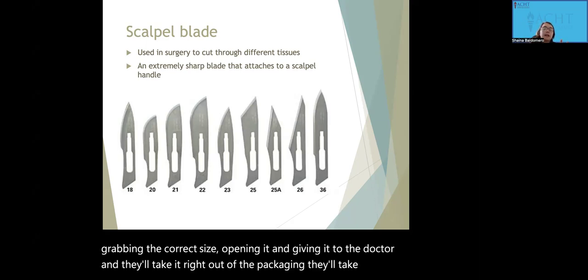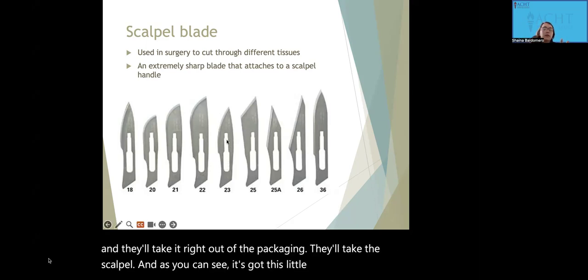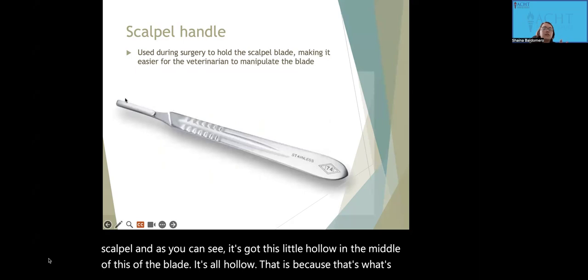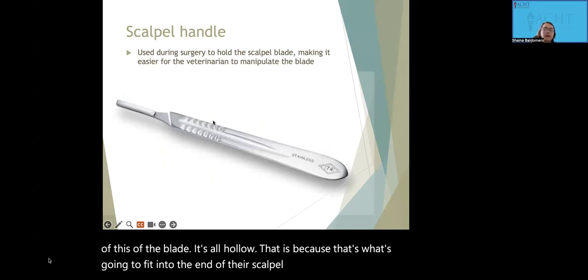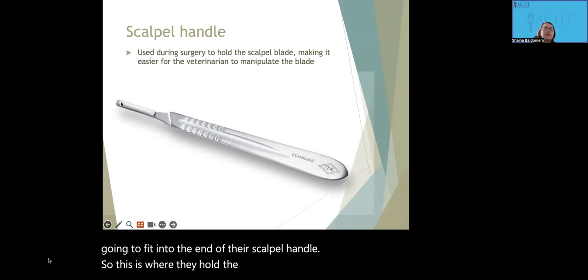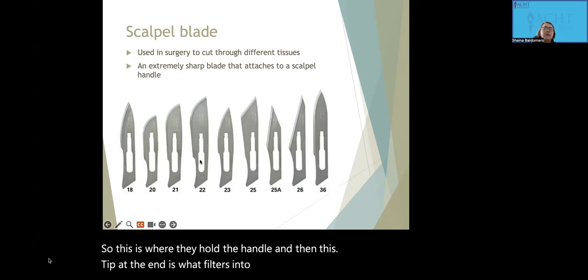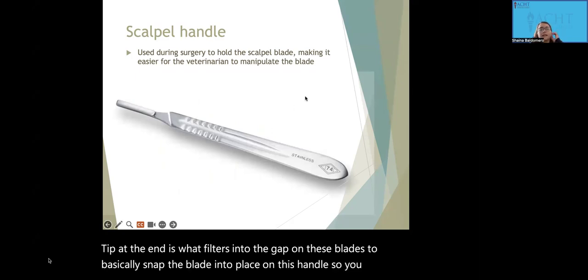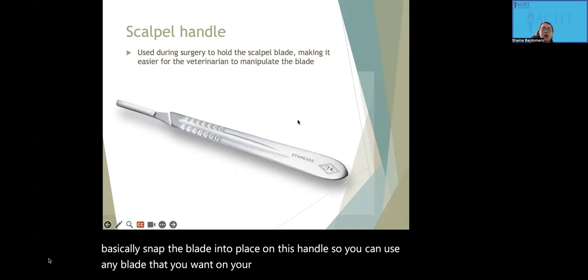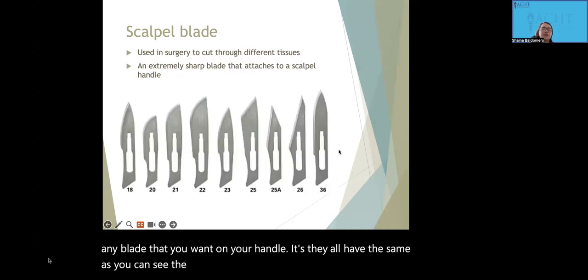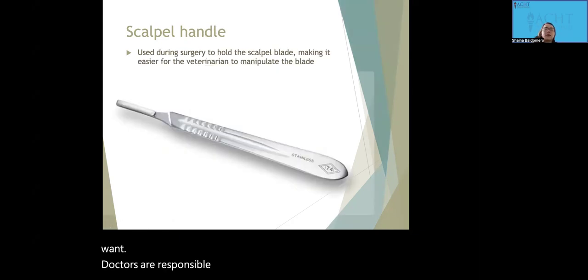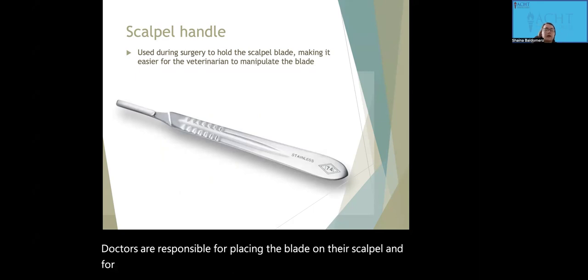They'll take the scalpel, and as you can see, it's got this little hollow in the middle of the blade. That is because that's what's going to fit into the end of their scalpel handle. So this is where they hold the handle. And then this tip at the end is what fits into the gap on these blades to basically snap the blade into place on this handle. So you can use any blade that you want on your handle. They all have the same insert. Doctors are responsible for placing the blade on their scalpel and for removing the blade from their scalpel.